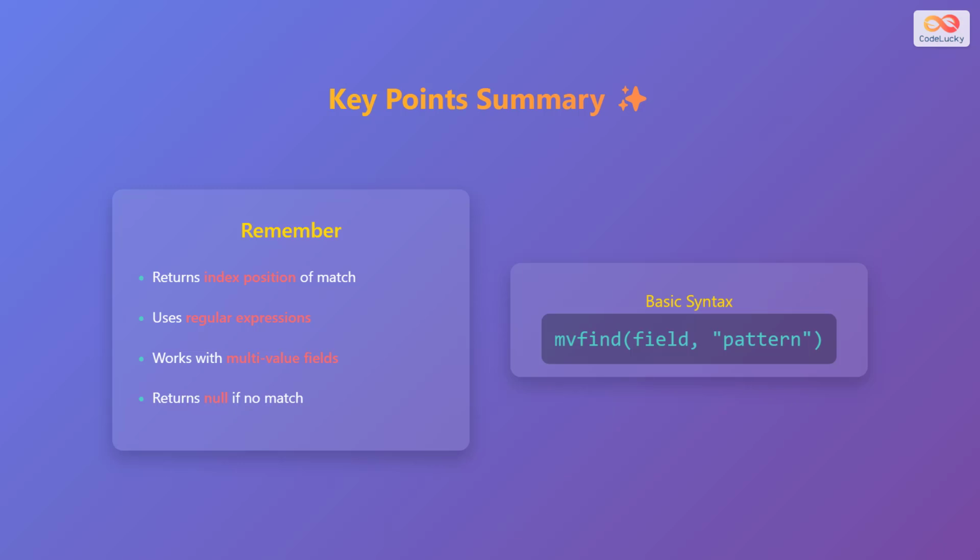To summarize the key points about the mvfind command: first, remember that it returns the index position of the first match it finds, starting from 0. Second, it uses regular expressions for pattern matching, giving you powerful and flexible search capabilities. Third, it is specifically designed to work with multi-value fields, making it perfect for searching through lists of values. Finally, if no match is found, the command returns null. The basic syntax remains simple: mvfind, followed by the field name and pattern in parentheses.